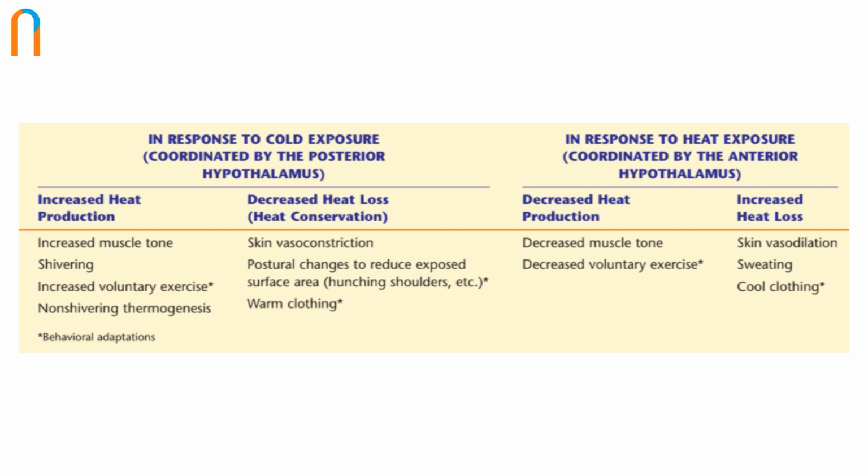Peripheral thermoreceptors monitor skin temperature throughout the body. Two centers for temperature regulation are in the hypothalamus. The posterior region, activated by cold, triggers reflexes that mediate heat production and heat conservation. The anterior region, activated by warmth, initiates reflexes that mediate heat loss.